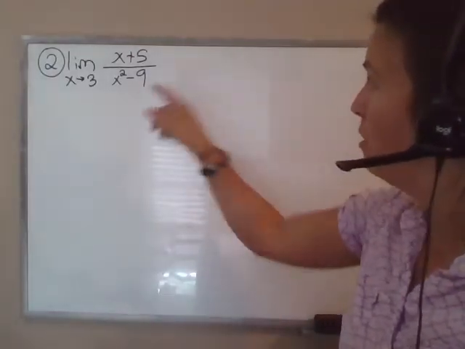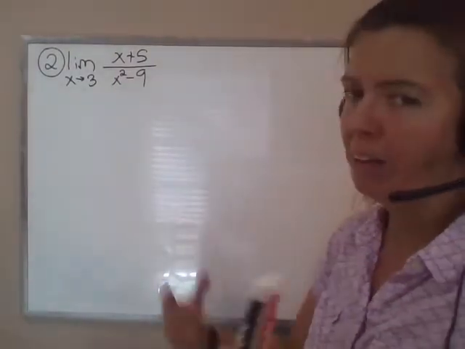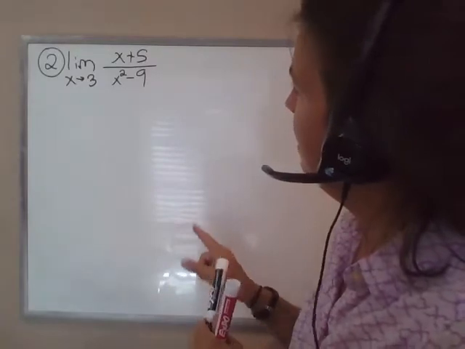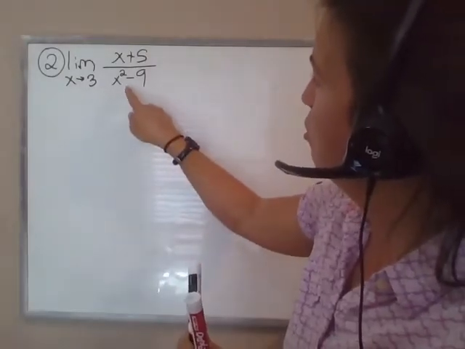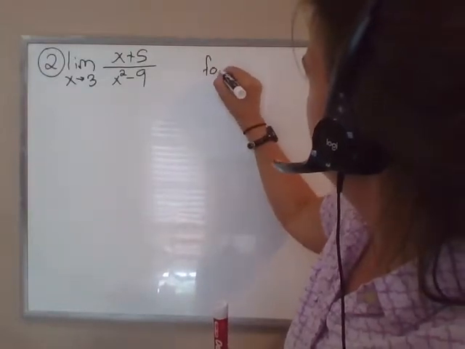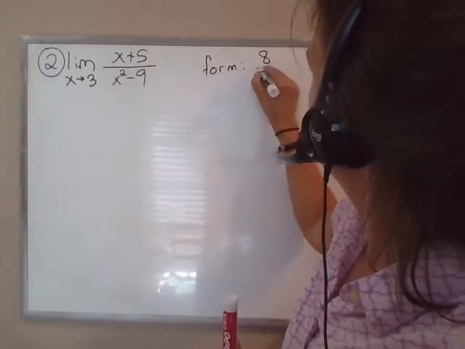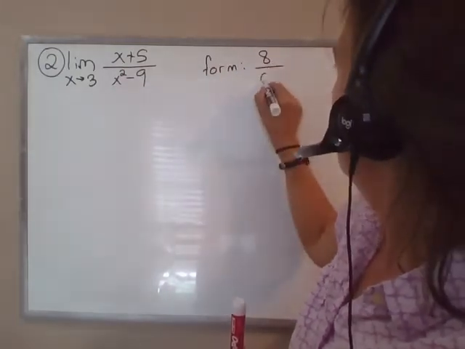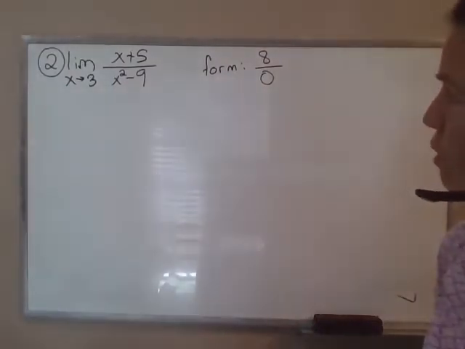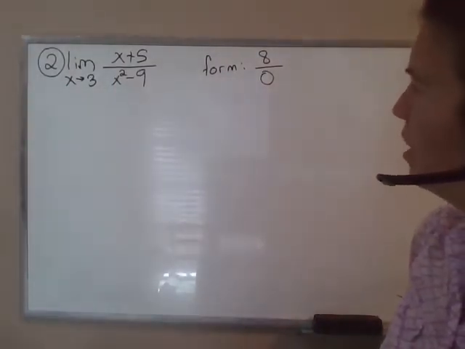So now we're looking at the limit as x approaches 3 of (x plus 5) over (x squared minus 9). It might look like same old, same old. This doesn't look like anything new. The thing here is, if you substitute 3 into this expression, this limit has the form 3 plus 5, so 8, over 9 minus 9, 0. So it's not 0 over 0 this time, it's 8 over 0. And we need to look at what's going on there.